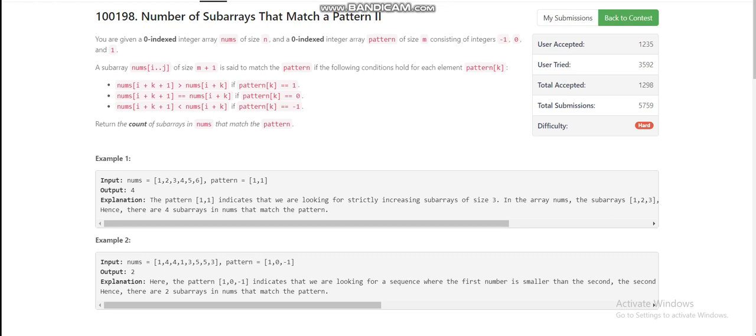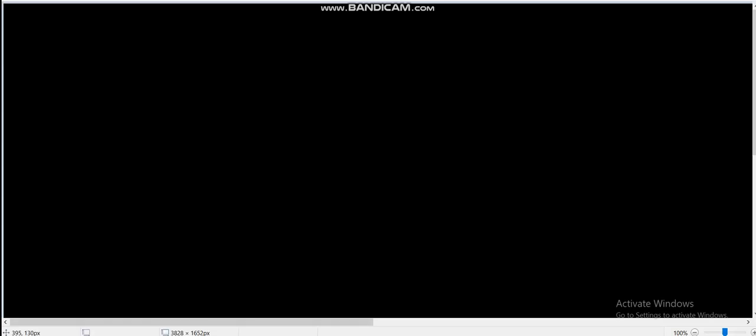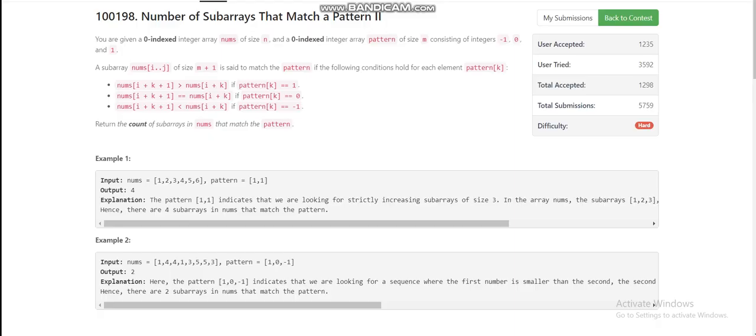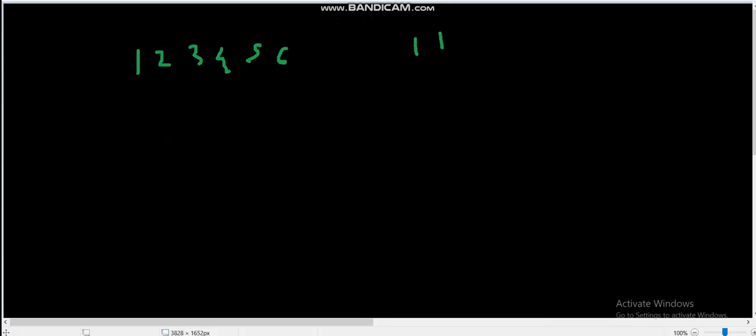So let's look at the first example, 1 2 3 4 5 6, and our pattern is 1 1. Pattern 1 1 means 2 is greater than 1, so the value should be 1 here. Now we are building some B array, which will give us the pattern values. So 2 is greater than 1, the value is 1. 3 is greater than 2, the value is 1. 4 is greater than 3, 1. 5 is greater than 4, 1. 6 is greater than 5, 1. So this is our B array and this is our pattern array.